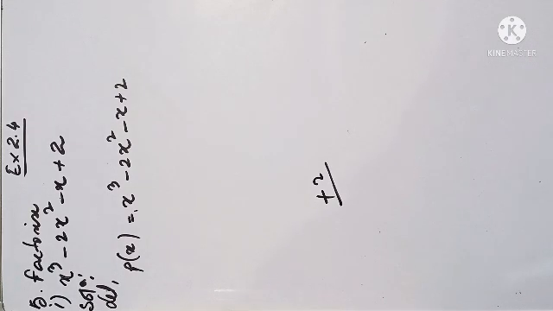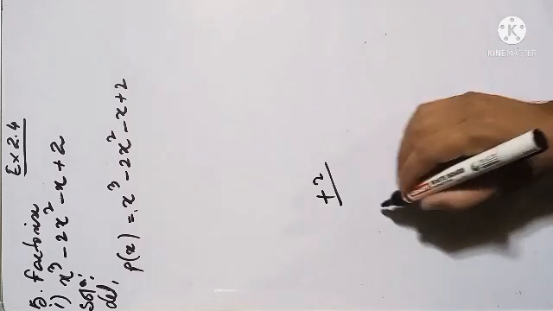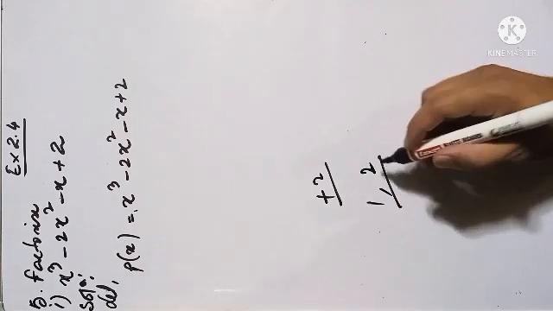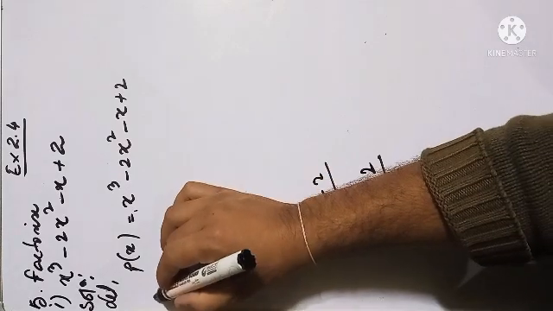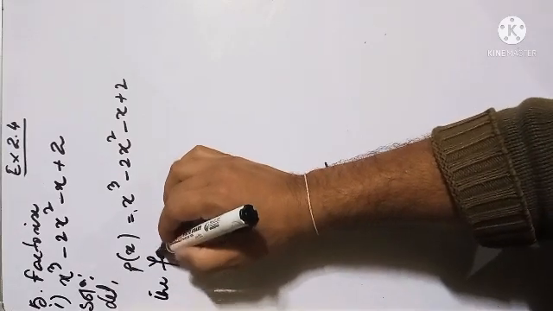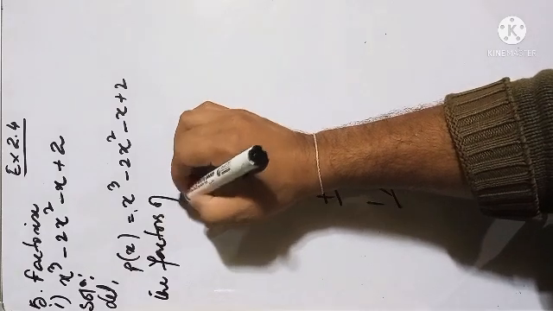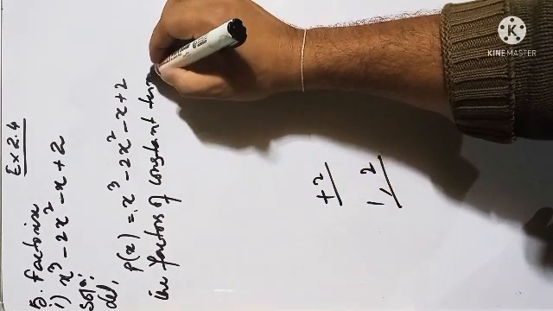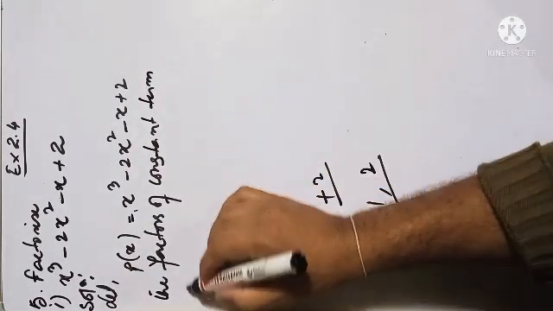Factors of 2 means those numbers that can divide 2. 1 can divide 2, fine. 2 can divide 2. Okay, these are the factors. So let me write here the factors of the constant term. What is the constant term? Plus 2.